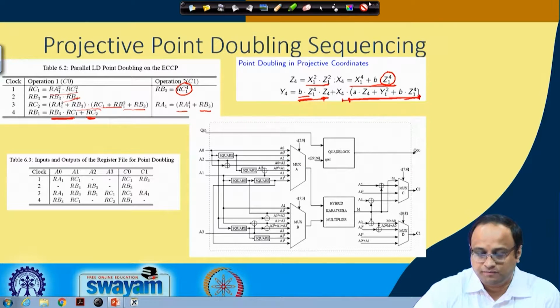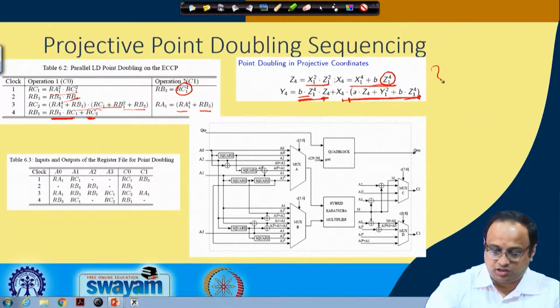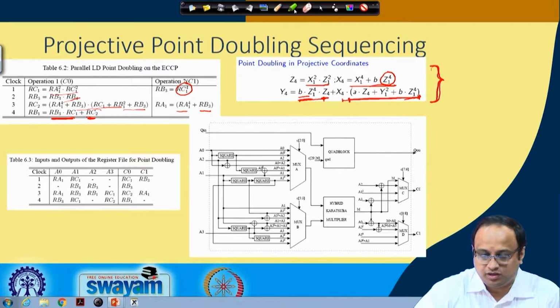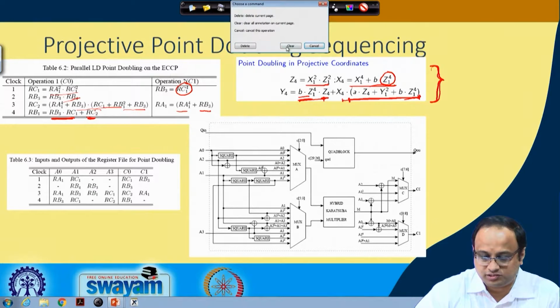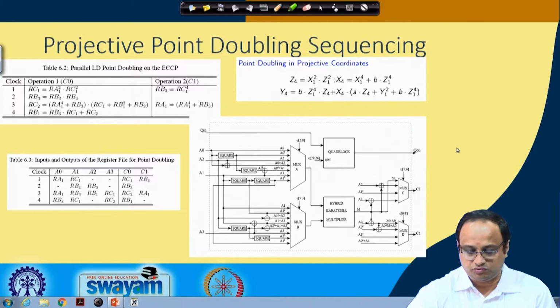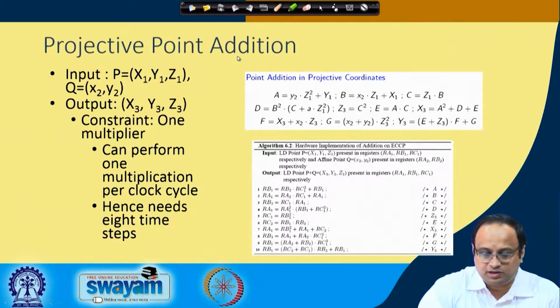I did not derive these equations in the Lopez-Dahab coordinates, but I leave it to you as an exercise to do this calculation. Rather, I will try to explain how the addition works, because that is slightly more complicated, and we will try to see how the equations work in that case. So these are my projective point addition operations, and this looks a little bit more complex than the doubling equations. So we will take a look into that derivation.